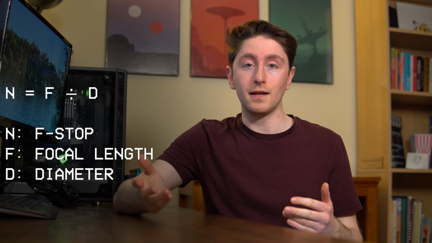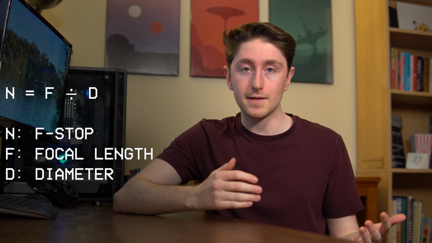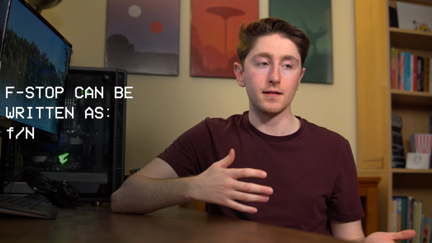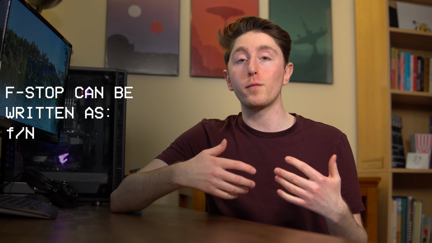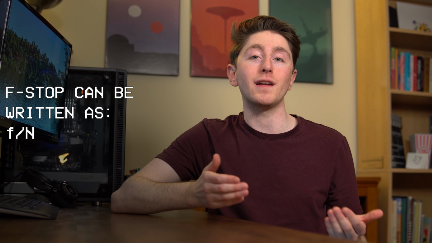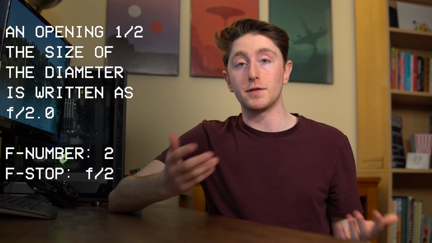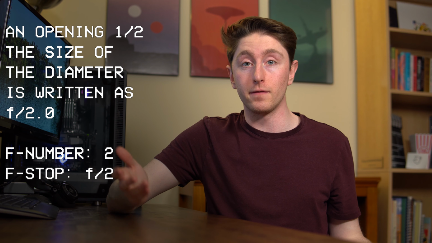N equals f over d, where N is our f stop, f is the focal length, and d is the diameter of the lens that we're using. You could really say that the f-stop, N, is really f/N. What this formula is trying to say is that the aperture is 1/10 the size of the diameter, but it's way easier to just say f/10. So an f/2 is 1/2 the size of the diameter of the lens that we're using.